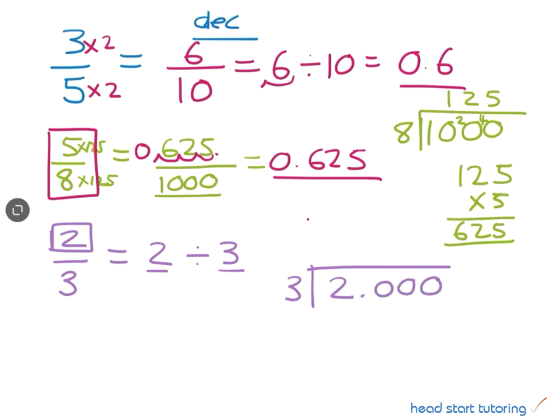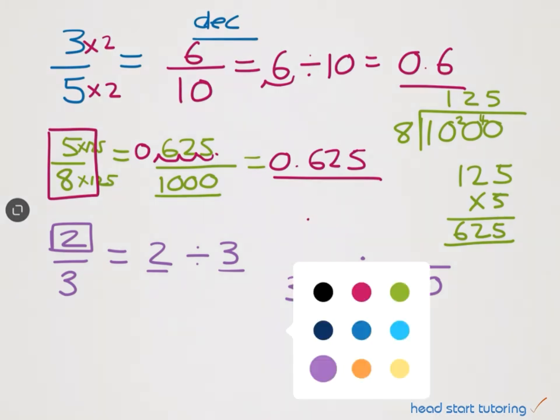Then we can just put 0.000 after our numerator because we know that 2 is equal to 2.000. Putting that 0.000 at the end does not change the value of our 2. So we just take our decimal point up directly and we do a normal division.